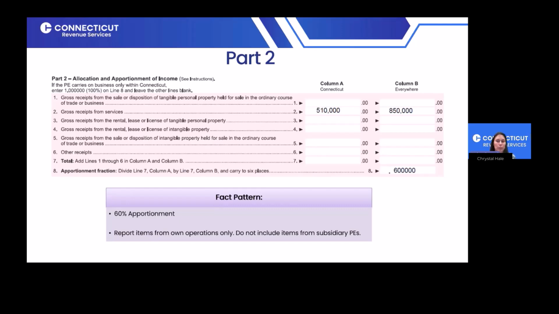Next, we're going to complete Part 2, and this should look very familiar. We just finished this in the CTPET. There should be no difference here. So as you can see, we still have a 60% apportionment fraction. And then just to reiterate, in this part, we are only including sales and services from our own operations. We would not include items, sales or services, from subsidiary PEs here.